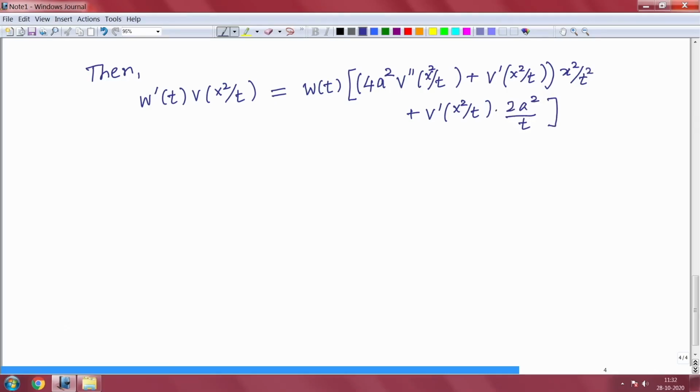So, remember w and v are at our choice. So, we make the first choice. So, choose v such that this term in the bracket is 0.